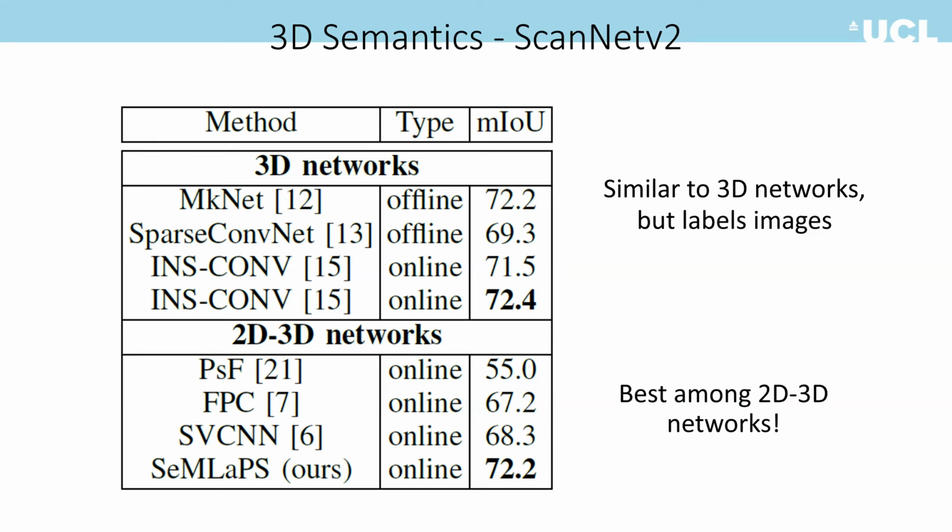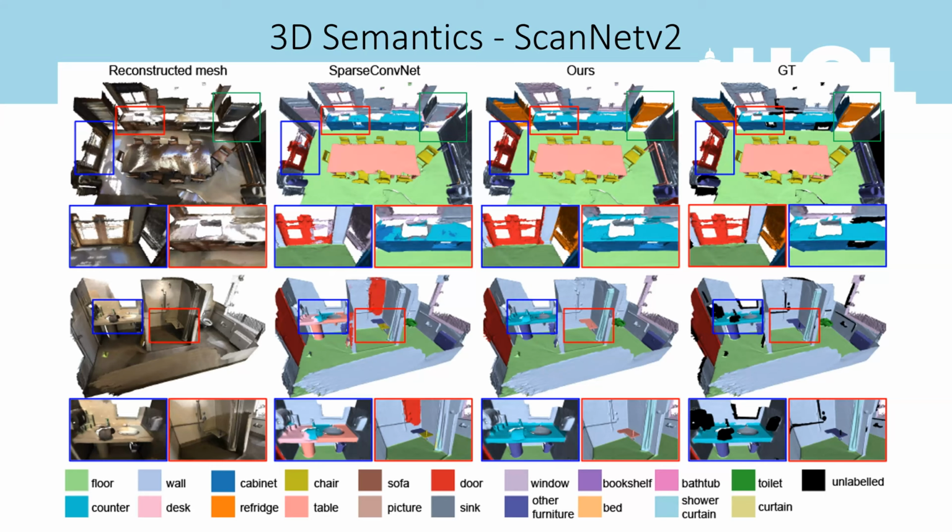And here are some qualitative comparisons. You can see that our method overall performed better in classes that rely more on visual features. For example, you can see this refrigerator, this orange thing, and also the counter. This counter is this shallow blue thing. And it's more obvious in the zoomed in view.